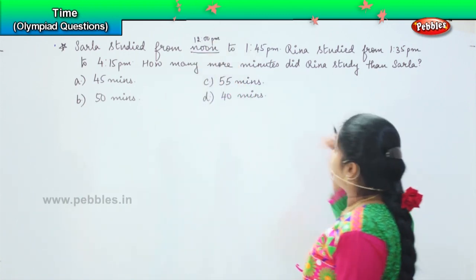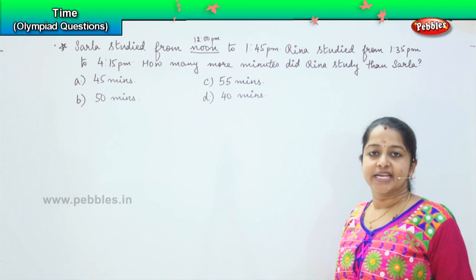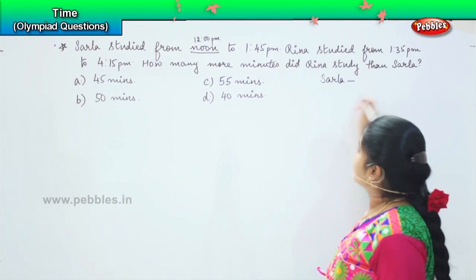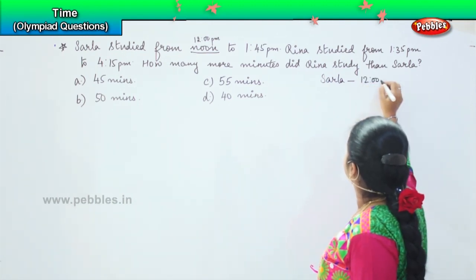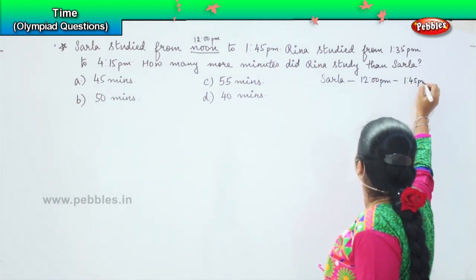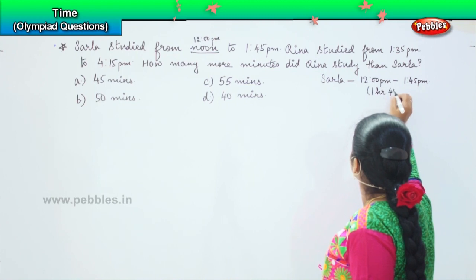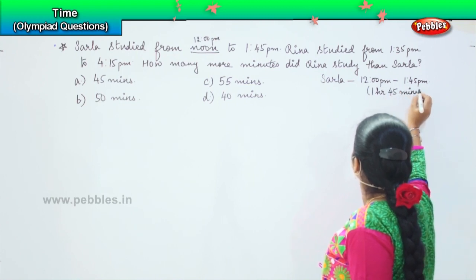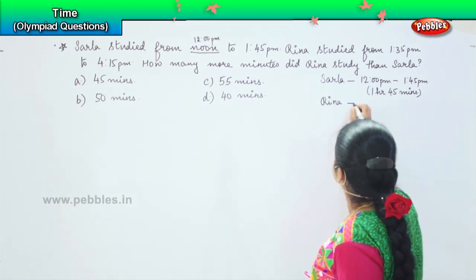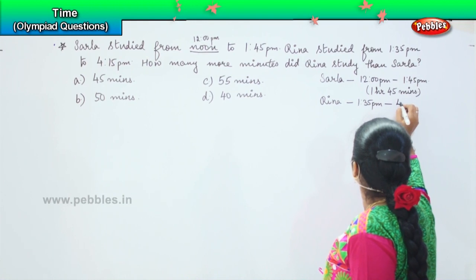Okay. So now first we will find out what is the duration which Sarla studied and what is the duration which Reena studied. Okay. So now let us first calculate for Sarla. Sarla started from 12 p.m. to 1:45 p.m. Okay. So which means she has studied 1 hour and 45 minutes. Okay. Now coming to Reena. Reena started studying from 1:35 p.m. and she finished her study at 4:15 p.m.